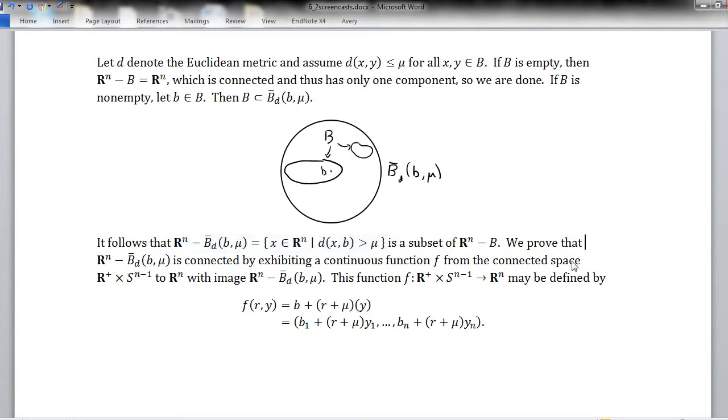All right, well, our goal is going to be to prove that Rn minus this ball is connected, because this is a simpler space than Rn minus B, because who knows what B looks like. So Rn minus the ball, we're going to show that's connected by finding a continuous function f from this connected space to Rn with this image, which will imply that this image is connected.